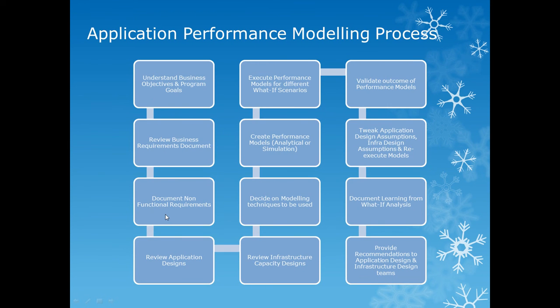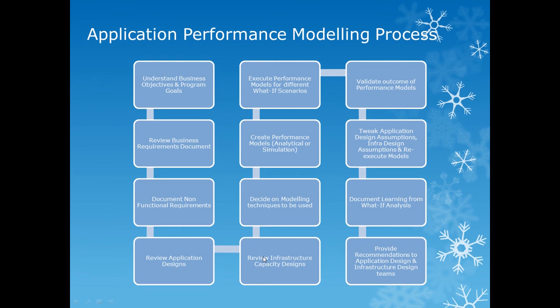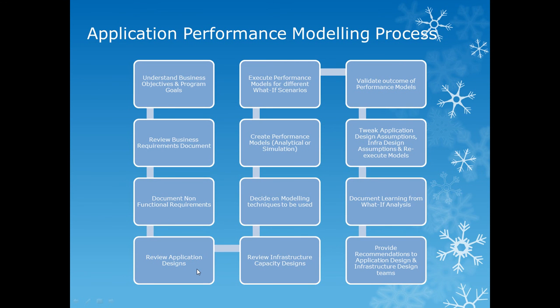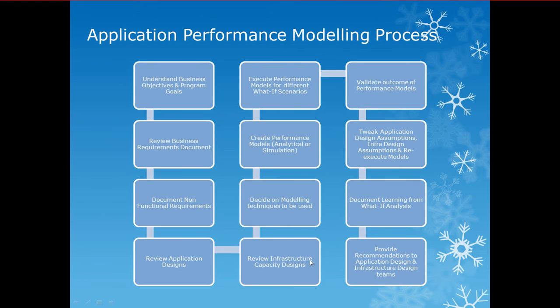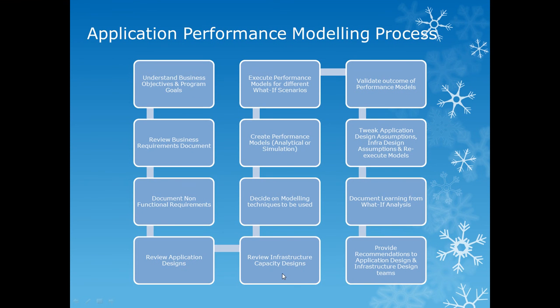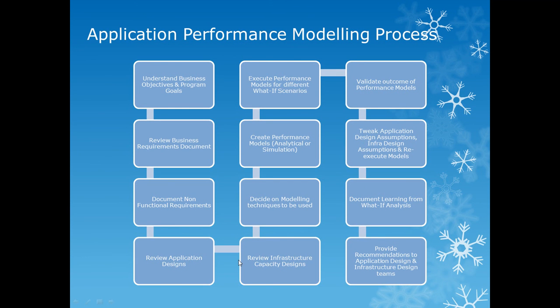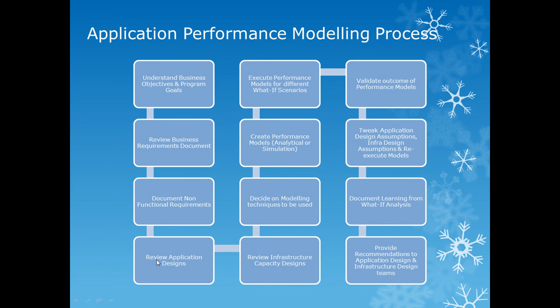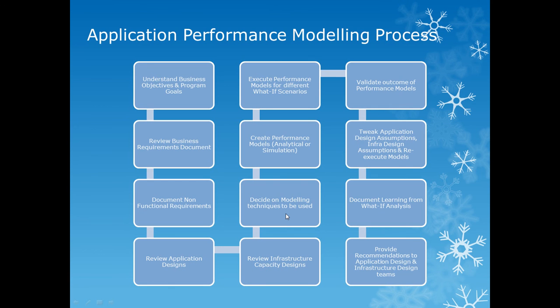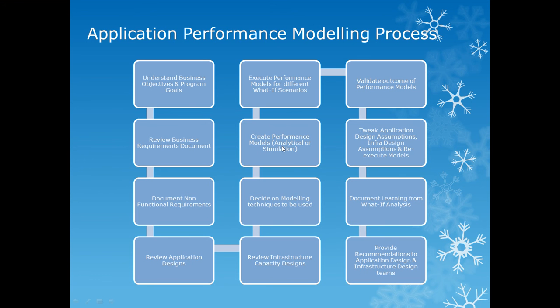Now, once you've documented your non-functional requirements, you move on to working with the application design teams in reviewing the application designs. You review the infrastructure capacity designs at this stage, again aligned with the software development lifecycle. This stage is focused on reviewing the overall infrastructure designs and the overall application designs. Given the modeling techniques available to you, you have the ability to validate the application performance and validate the infrastructure assumptions that you've made. So you create your performance models based on a combination of analytical or simulation models.